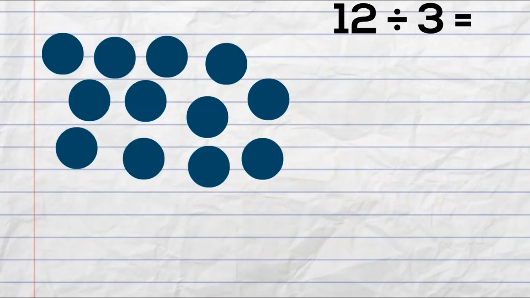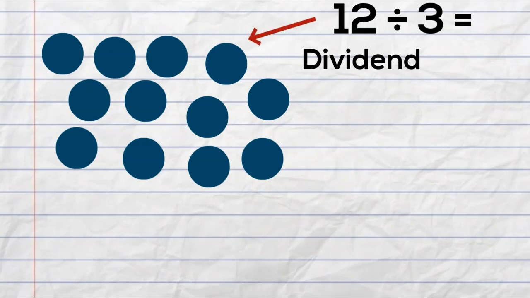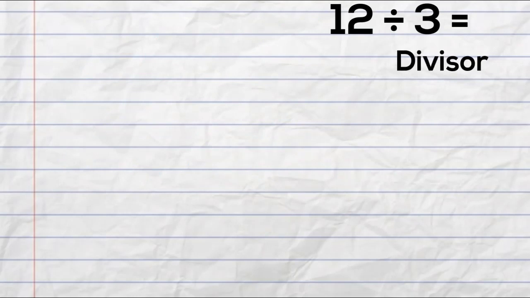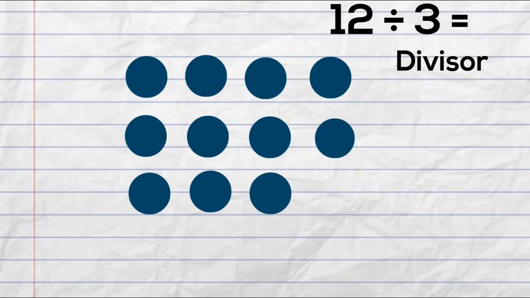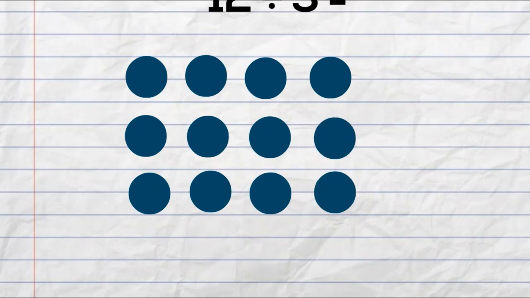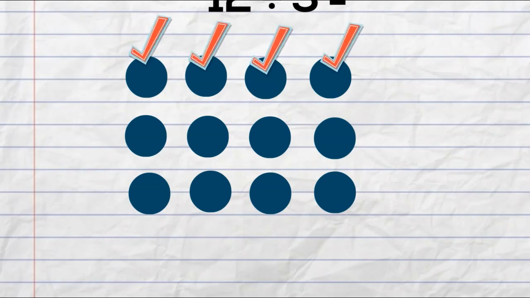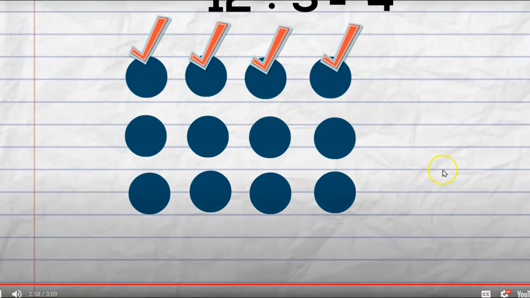So let's work another example. We have 12 divided by 3. 12 is your dividend and tells you how many objects I have. So I have 12 objects. The 3, or the divisor, tells me how many will be in each group. Remember, I am putting them in columns, so I will go 1, 2, 3, 4, 5, 6, 7, 8, 9, 10, 11, 12. So all I have left is to count the number of columns, and that will be our answer. So I have 1, 2, 3, 4. So 12 divided by 3 is equal to 4. I hope that helps with dividing with arrays.